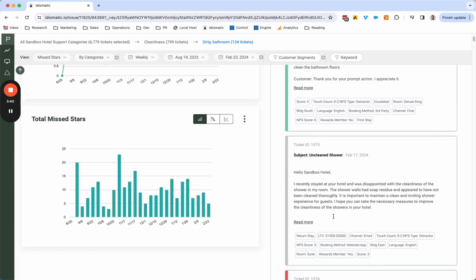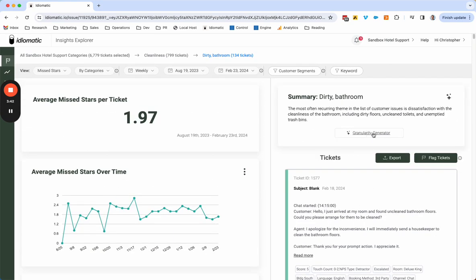I can either read these tickets or I can click this button and I can have Idiomatic's AI read these tickets and tell me exactly what are the specific commonalities or sub-themes here that are generating these missed opportunities for a 5-star experience. So this is just a much more actionable way of giving feedback to agents, not just, hey, you messed up on one ticket, but hey, here are the types of tickets I want you to pay attention to, or I want you to get some training on, or go follow around a more experienced agent and see how they're handling complaints about dirty bathrooms to try to improve our satisfaction and our customer experiences.